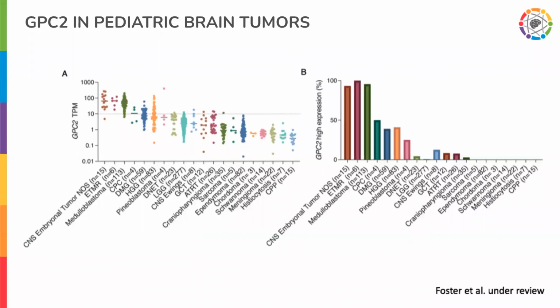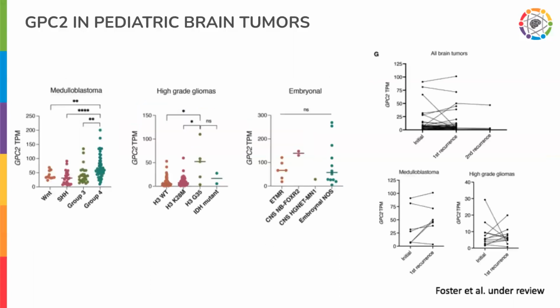Again, because the data is readily available, I was able to very quickly query. So this is RNA sequencing data looking at GPC2 expression. And you can see that there's high expression, especially if you use 10 as a cutoff, that's what's being shown in B. You can see very high expression across the majority of embryonal tumors, ETMRs, medulloblastoma, and a subset of high-grade gliomas and diffuse midline gliomas as well. So this really piqued my curiosity and I wanted to go after this target. Can go to the next slide.